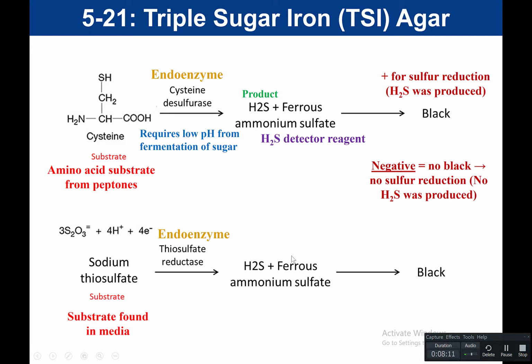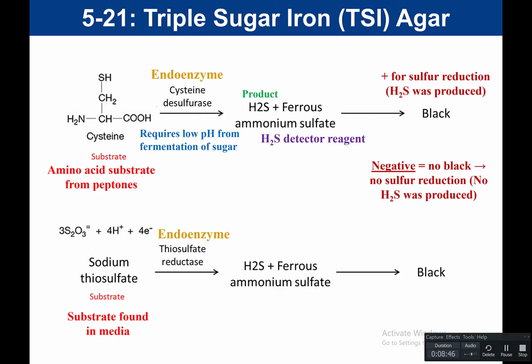The ferrous ammonium sulfate is your H2S detector reagent. And if H2S is produced, it's going to turn black. And so this part, positive and negative, are the same for the top reaction and the bottom. And this also requires a low pH. So when you're writing your biochemical test, you want to include both substrates. So you need to include cysteine, which is your amino acid, and your sodium thiosulfate, which is in the media. Those are your two substrates.